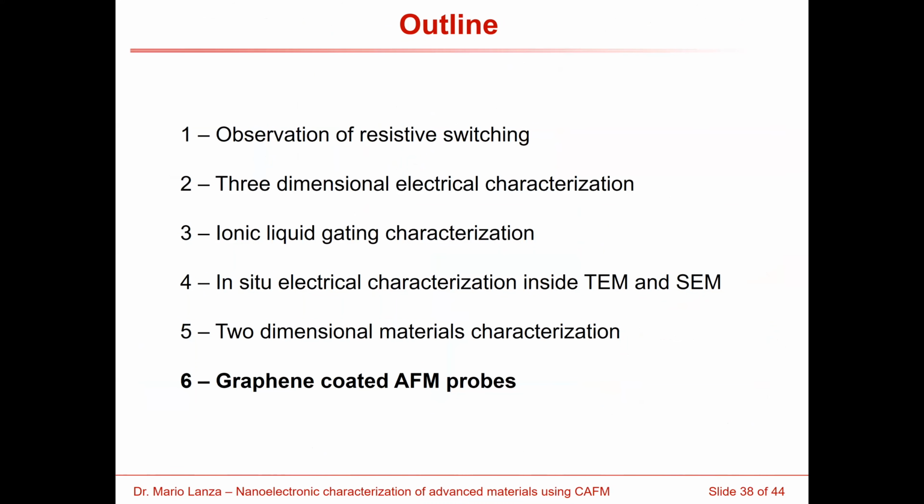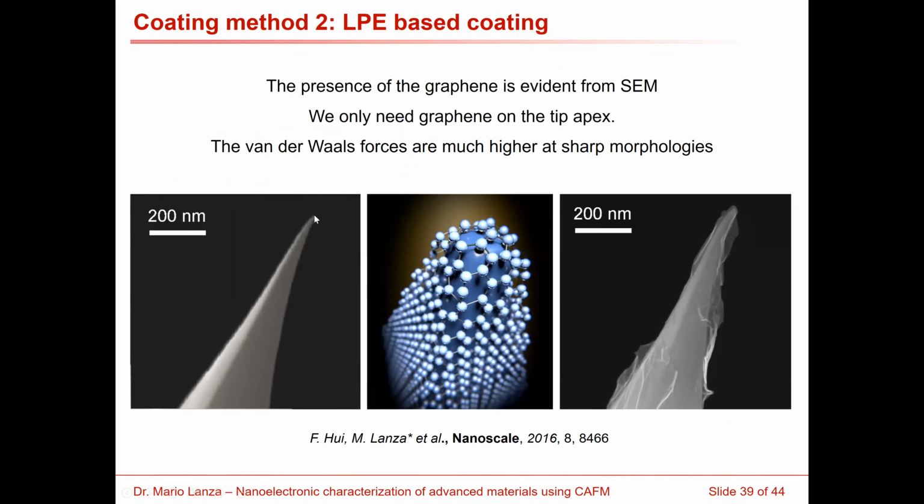Finally, I would like to introduce some work that we have done related to the use of graphene to coat AFM probes. Basically, one AFM probe looks like this. It is very sharp and is made of silicon coated with a thin varnish of metal, normally platinum, like 10 nanometer platinum. However, this kind of tips can degrade very fast, and what we try to do is to extend their lifetime by coating them with liquid phase exfoliated graphene.